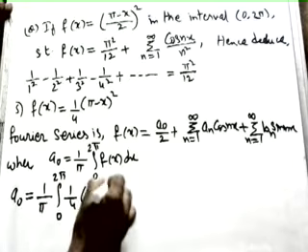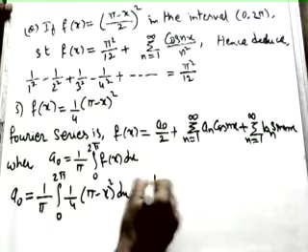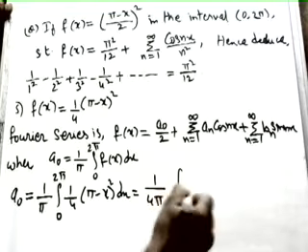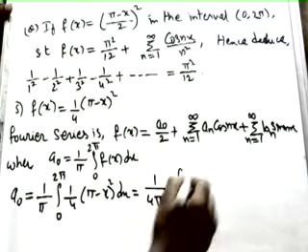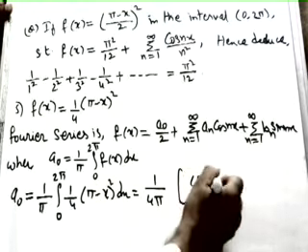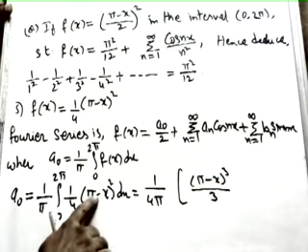What is here? 1 by 4 into (pi minus x) whole square dx. Now you take out this 1 by 4 outside, we can write it like this, 1 by 4 pi. Now let's integrate this one. What is the integration of x power n? x power n plus 1 by n plus 1. So 2 plus 1 will be 3, so this will be (pi minus x) whole cube by 3.